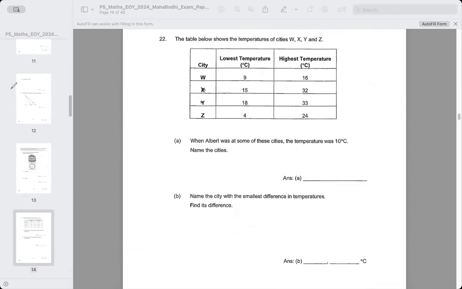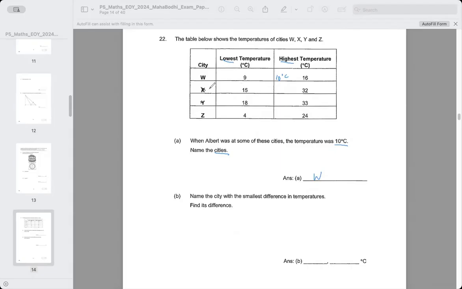Question 22. The table below shows the temperature of cities W, X, Y, Z. You have the cities here, this column is the lowest temperature, and this column is the highest temperature. Part A, when Albert was at some of the cities, the temperature is 10 degrees Celsius. Name the cities. Name the cities means there's more than one answer. So if your temperature is 10 degrees Celsius, let's look at this one. The lowest is 9, highest is 16. Yes, 10 degrees Celsius is in between. So city W is an answer.